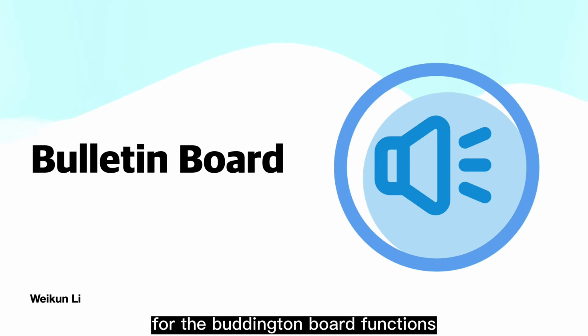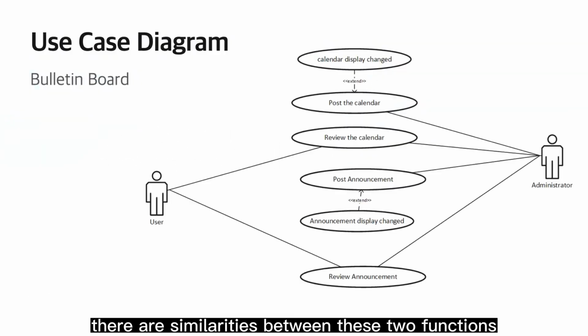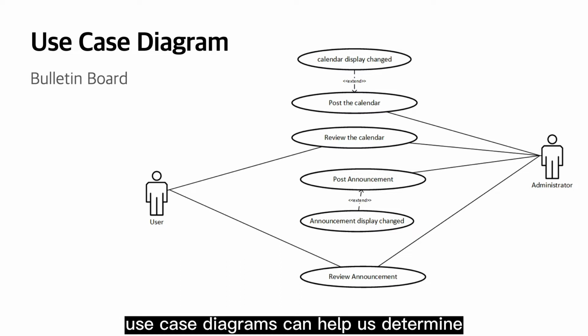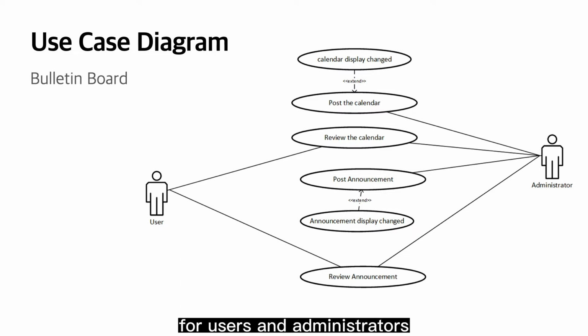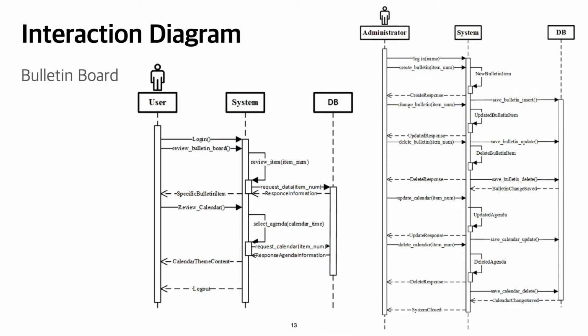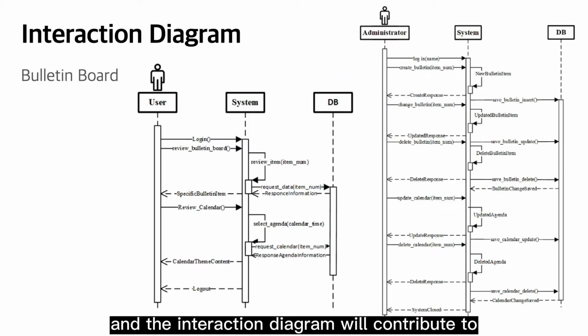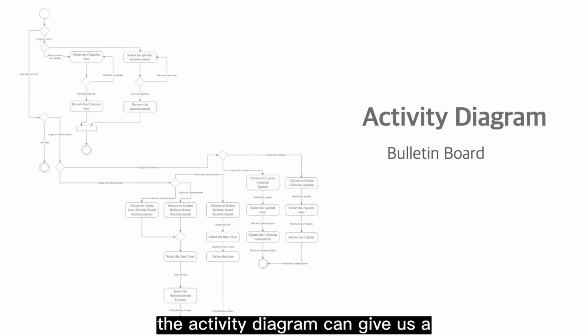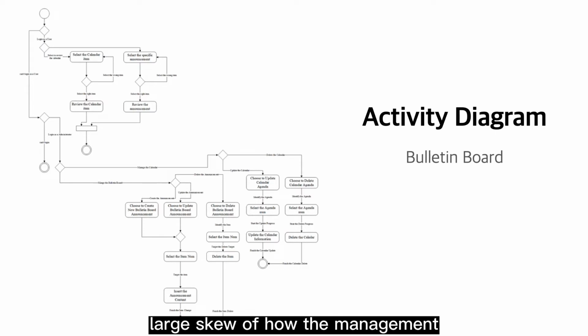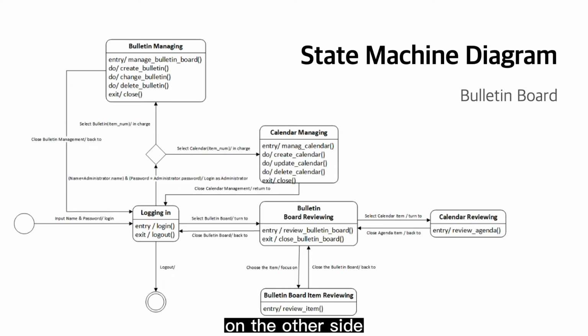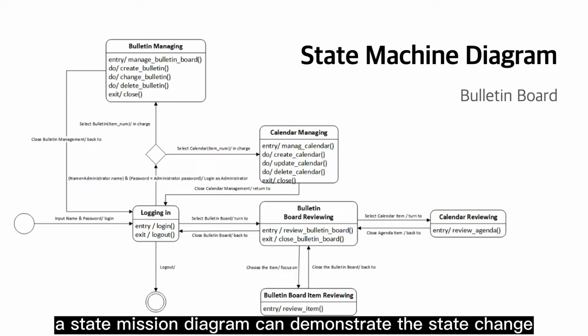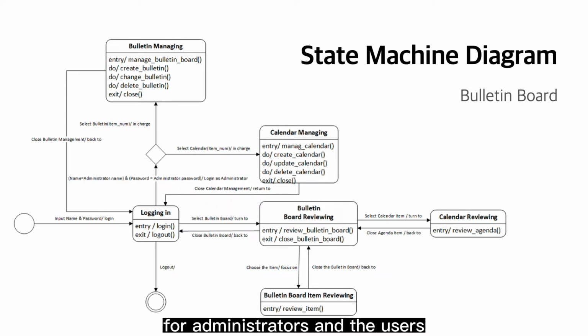For the bulletin board function, there are similarities between these two functions. Use case diagrams can help us determine the requirements of bulletin board utilities for users and administrators, and the interaction diagram would contribute to designing the transaction of the information. The activity diagram can give us a large-scale view of how the bulletin board management process and reviewing process would happen. On the other side, a state machine diagram can demonstrate the state change for administrators and users.